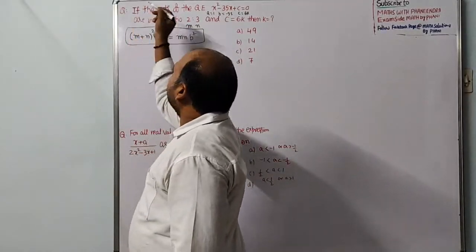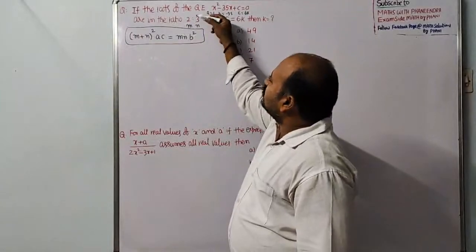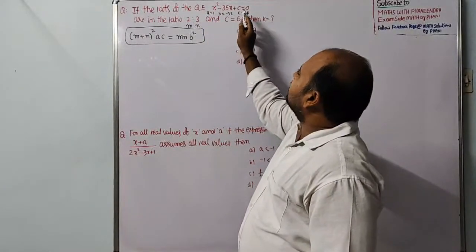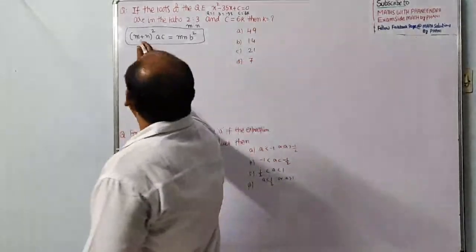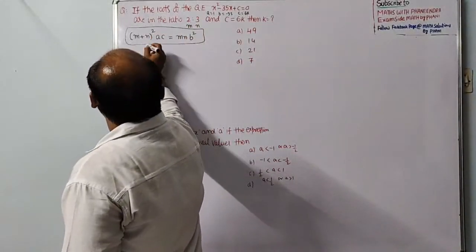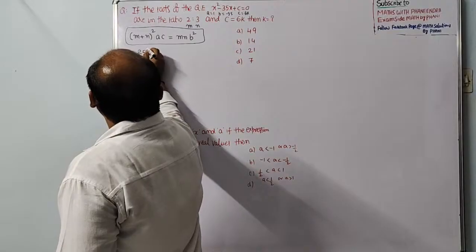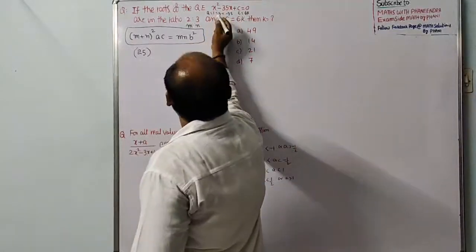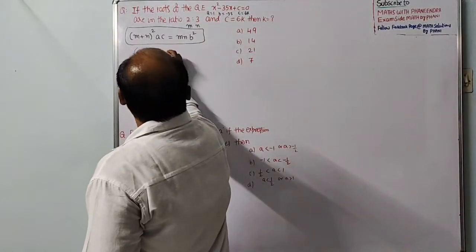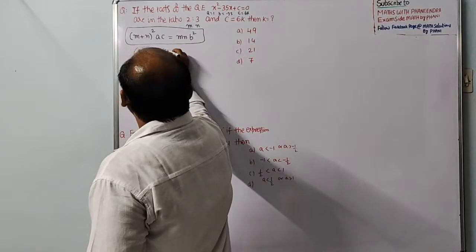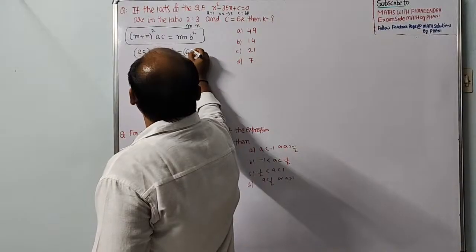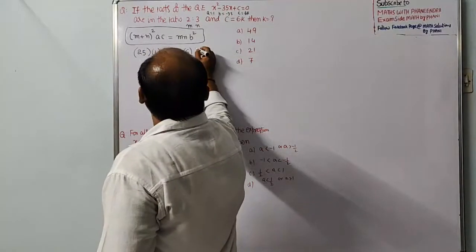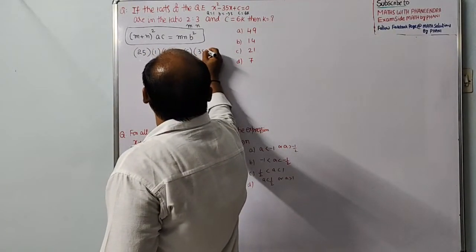So here the respective values: m value 2 and n value 3, and a, b, c values are provided. Substitute and simplify. (m plus n) whole square, 2 plus 3 whole square is 25, into a into c, a value 1 and c value 6k, is equal to m into n, 2 into 3, 6, into b square, minus 35 whole square. So 35 into 35.